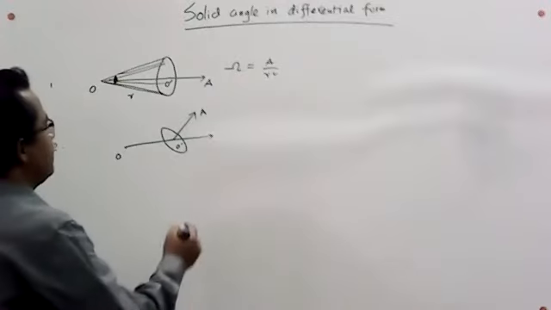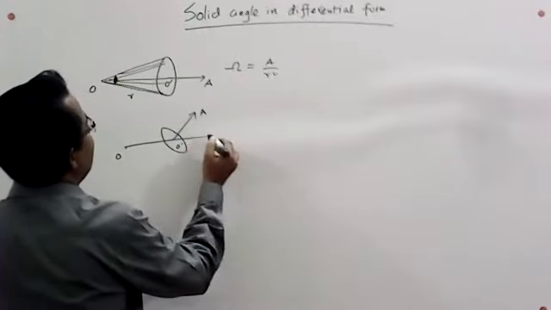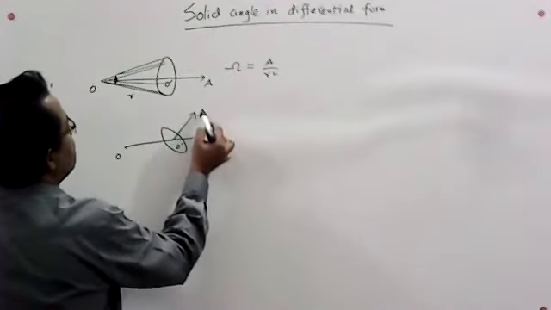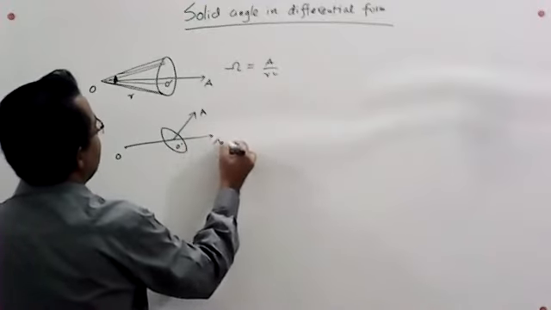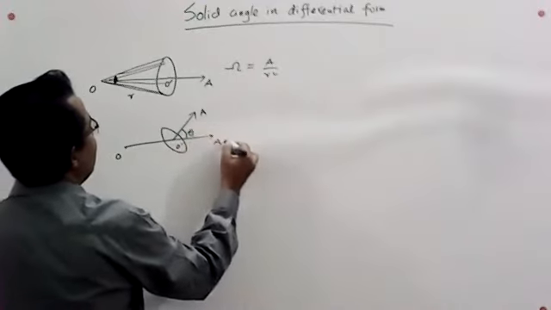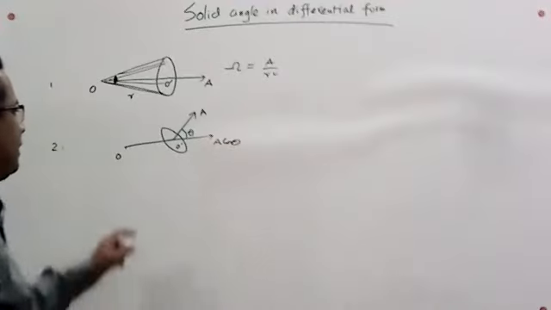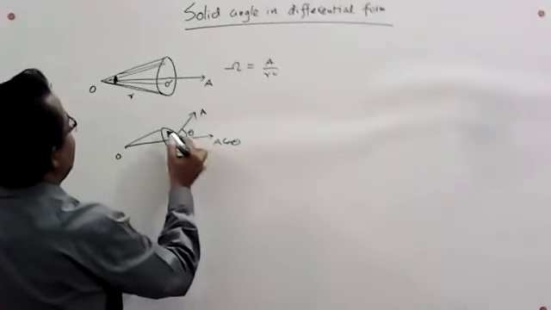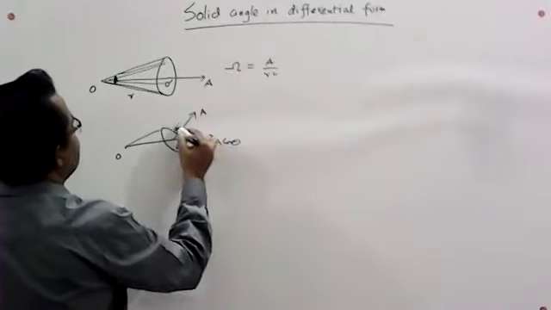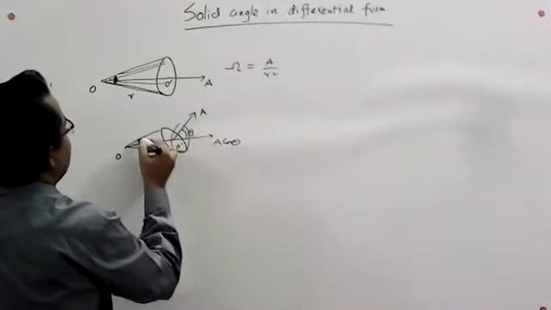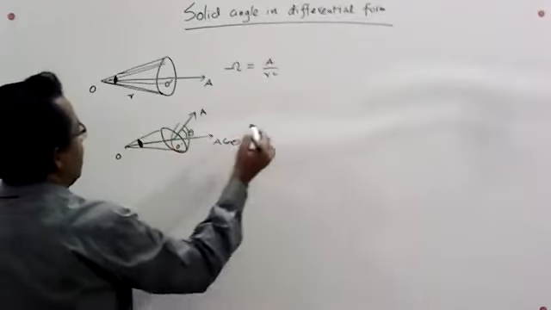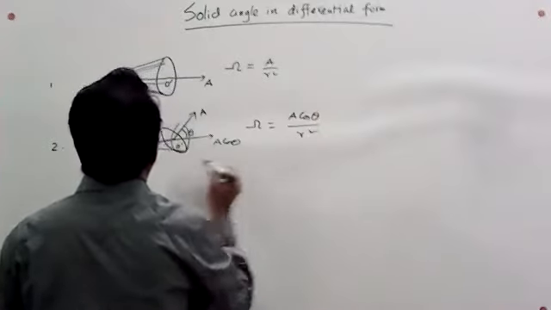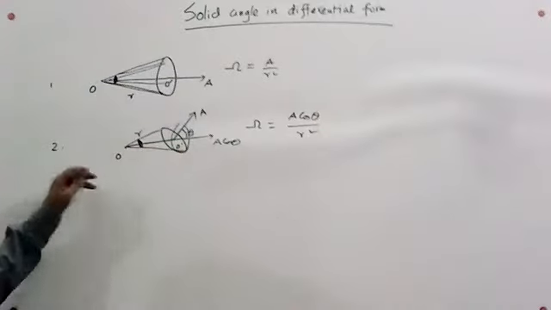So the normal or direction of the surface and the position vector are not acting along the same line. In that case, we will have to measure the projection of this surface along this direction, or the component of this surface along this direction. Since this angle is theta, it is A cos theta. So for measuring the solid angle, we have to consider this surface. The solid angle omega will be calculated by another formula, which was A cos theta over R square, where this is R.